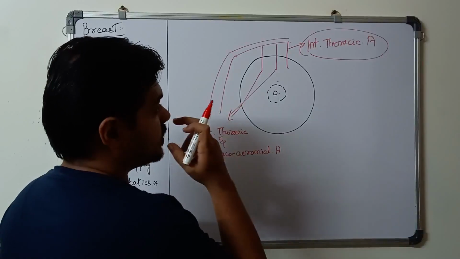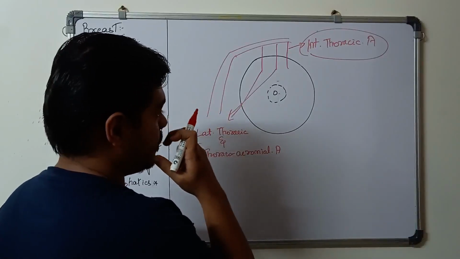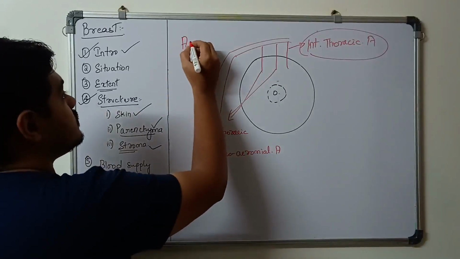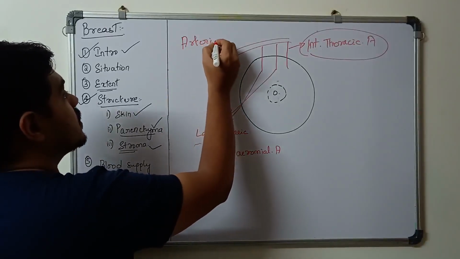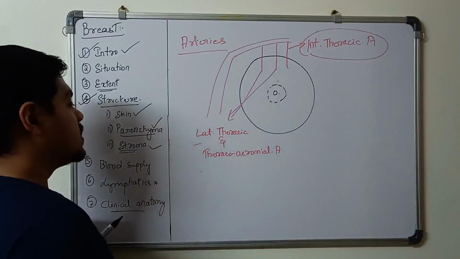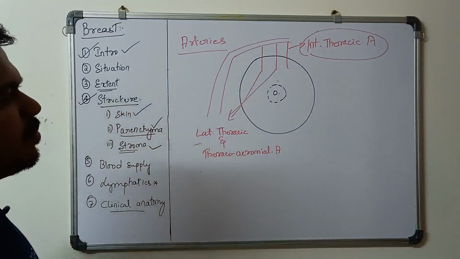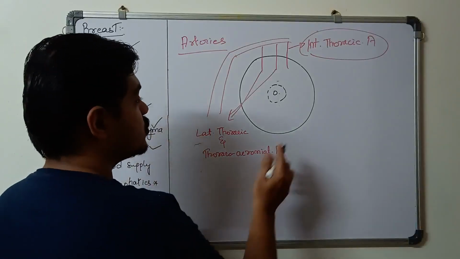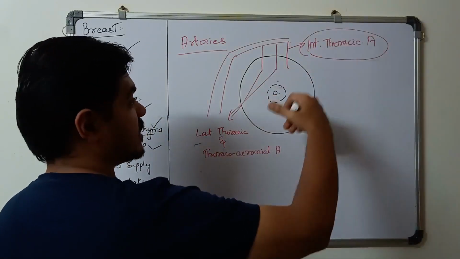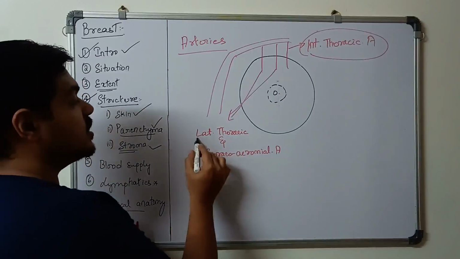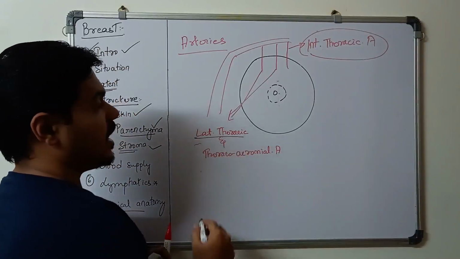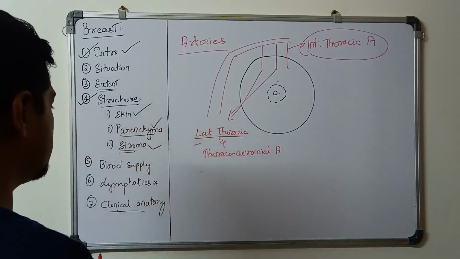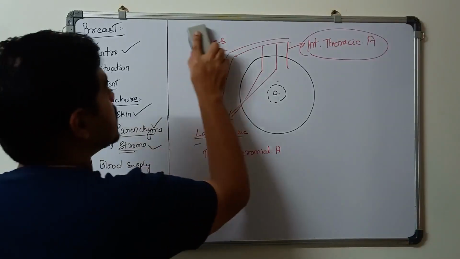So that is something that you need to remember. Okay, so these three are the major arteries supplying the breast tissue. The veins carry the same names as the arteries. The superficial veins drain into the internal thoracic vein, whereas the deep veins drain into the lateral thoracic, axillary, and the posterior intercostal veins. So the venous drainage is not that important.